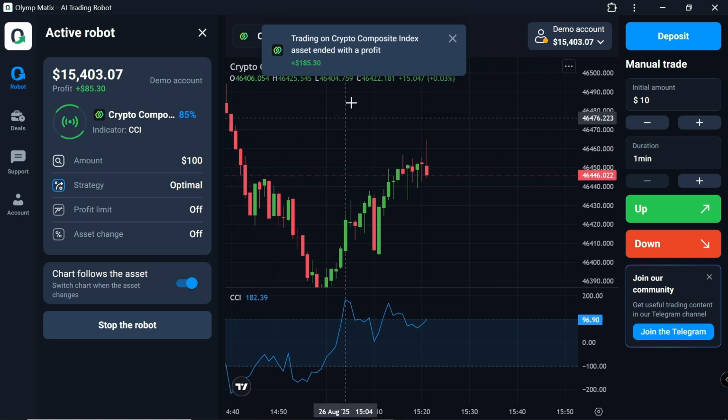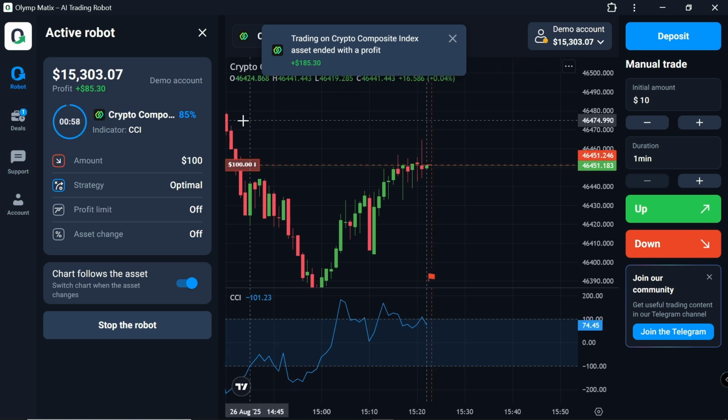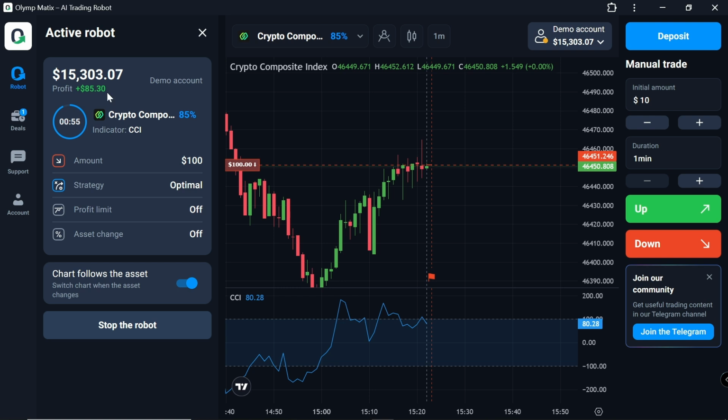As you can see, guys, a brilliant win. We've covered a previous loss and we've also made some profit. You can see we're already up $85, given the fact that we won one and lost one, but we're still in profit. You can see the amazingness of the AI robots, right? This is the CCI indicator being used by the Olymp Matix robot. Let's continue giving it a sample size and see if we do come out on top.